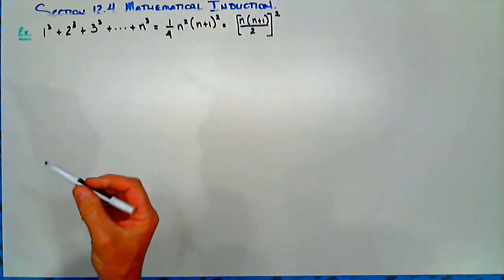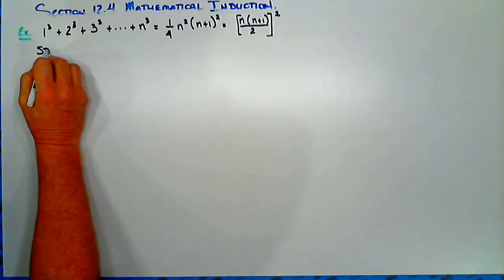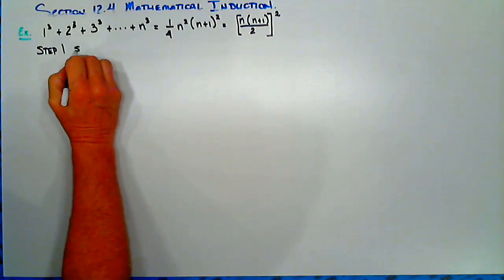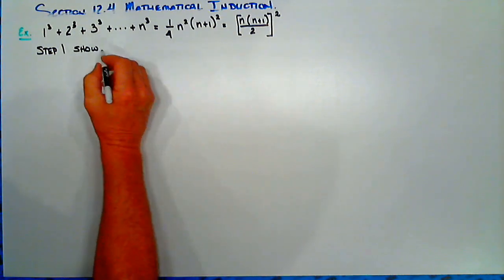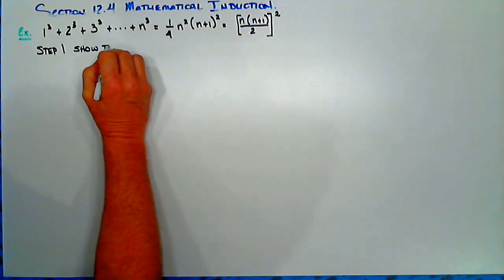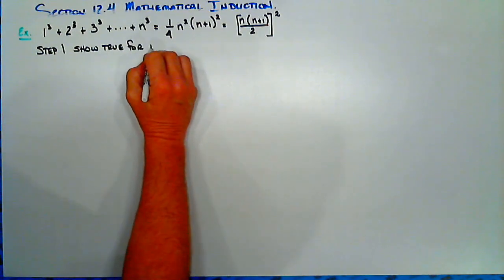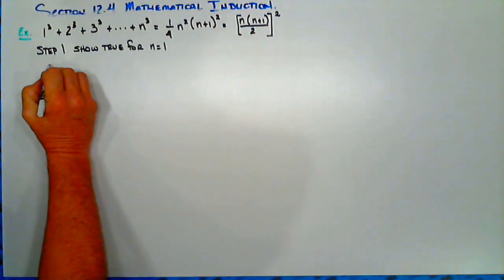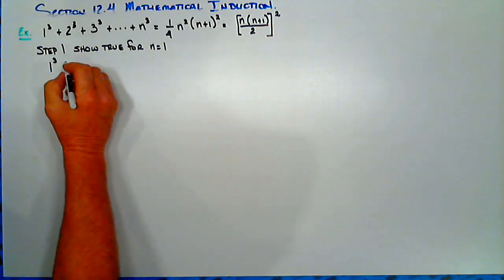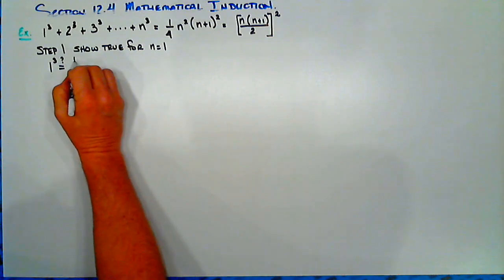All right. So where do we go from here? Yeah, you're right. We start with step 1. Show, and I'm going to abbreviate now. Instead of saying show the statement is true, I'm just going to save time. I'm going to say show true for n equals 1. Now remember, that means we only have one term. n is 1. So we're hoping that 1 cubed, that's my first term, is going to be equal to what I get over here when I plug in 1.